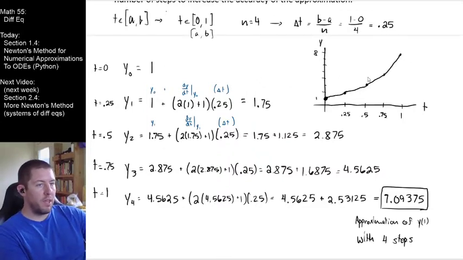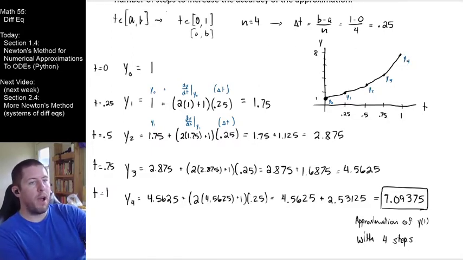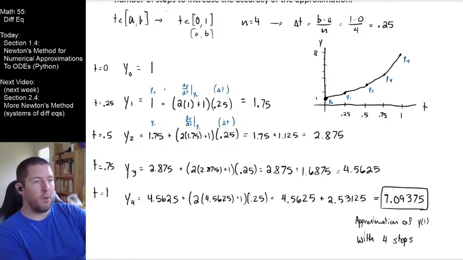So, and I want to say 2 things here. One, I want to label these. This is our y0. That's our y1. That's our y2. That was our y3. And this is our y4. And because that was a 4-step problem, that's our final y value that we were estimating.